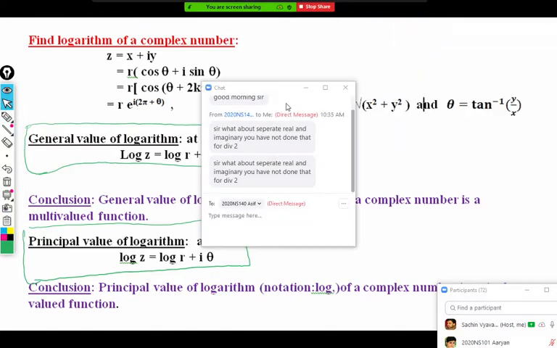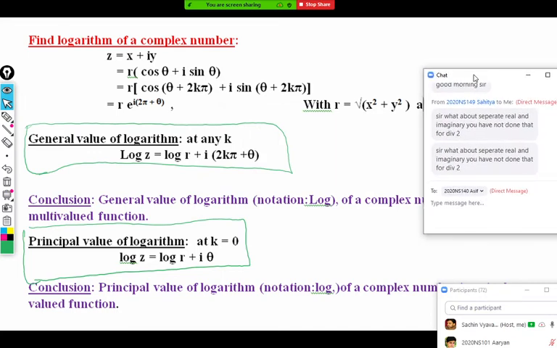Yes, someone is on the chat. Sahitya, what about the separate real and imaginary? You have not done that for div 2. Yes, I already shared a video, Sahitya. Once we finish this session, if you have a doubt in any question, we'll do that question again here. But you should go through the recorded videos that I shared in division 1. I think I conducted it, and I shared that video with you.